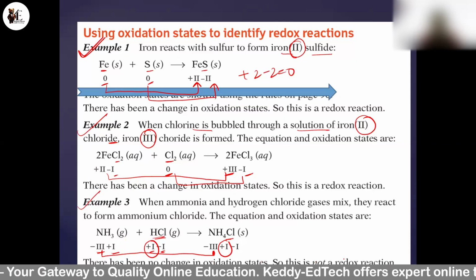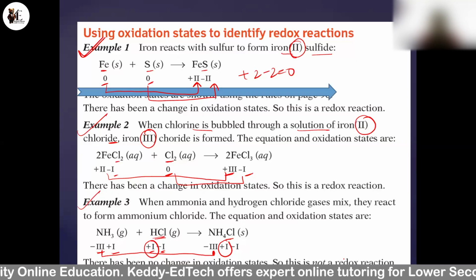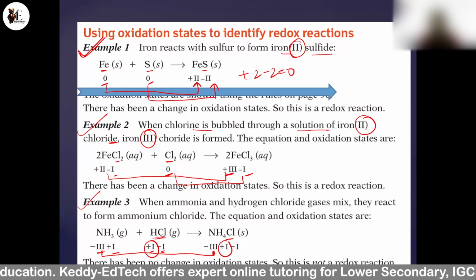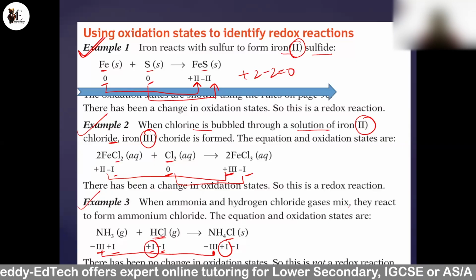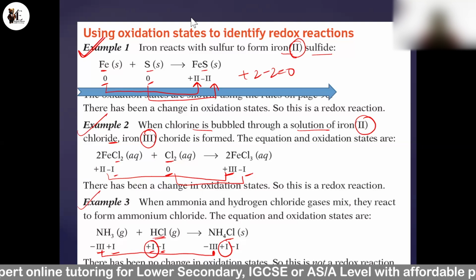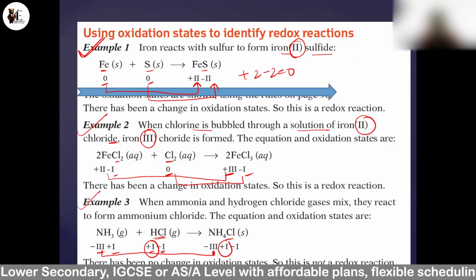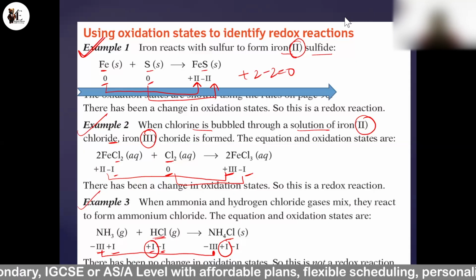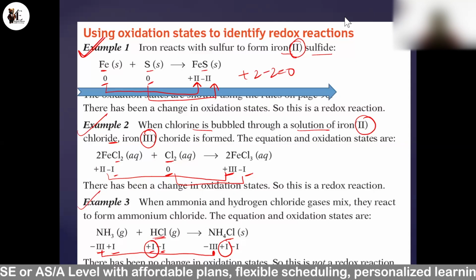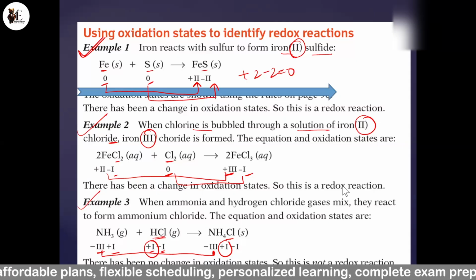So you can easily identify redox reactions using oxidation states. If the oxidation number is changing, if it is increasing and decreasing, then it is a redox reaction. And if it is not changing, if it is the same on the reactant side and product side, then it is not a redox reaction. Is it clear? So please take a screenshot of this slide and read it once on your own.